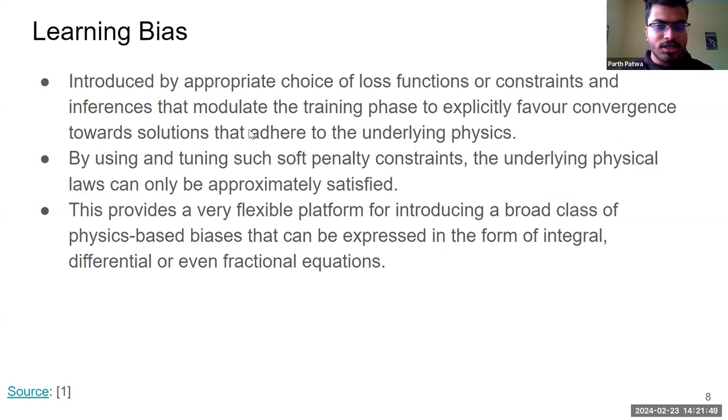And finally, we come to learning bias, which is sort of a middle ground. In this, we have a physics-informed loss function or some constraint, which constrains our system to favor convergence towards a solution which adheres to the underlying physics. So it is like a soft penalty constraint where we are using both the loss from the data as well as from some physics concepts to get approximate solutions. And it is very flexible for introducing a broad class of physics-based biases in the form of multiple types of equations. So this as well, we'll see clear examples as we progress through the presentation.